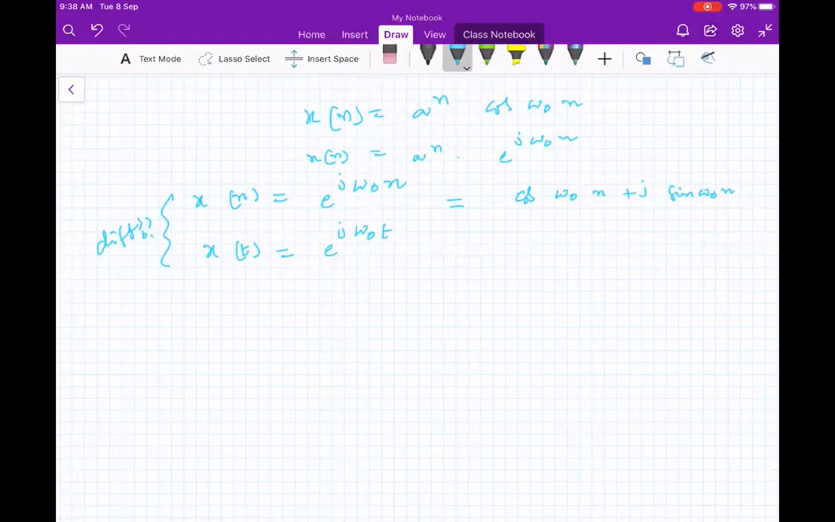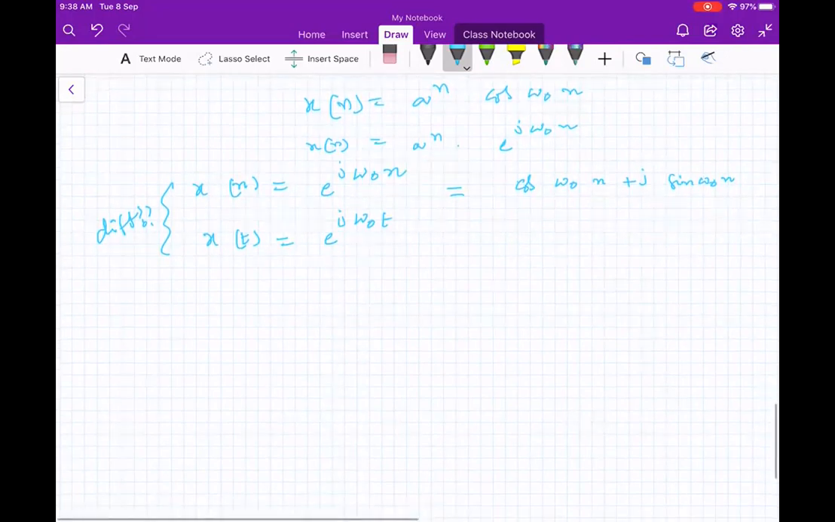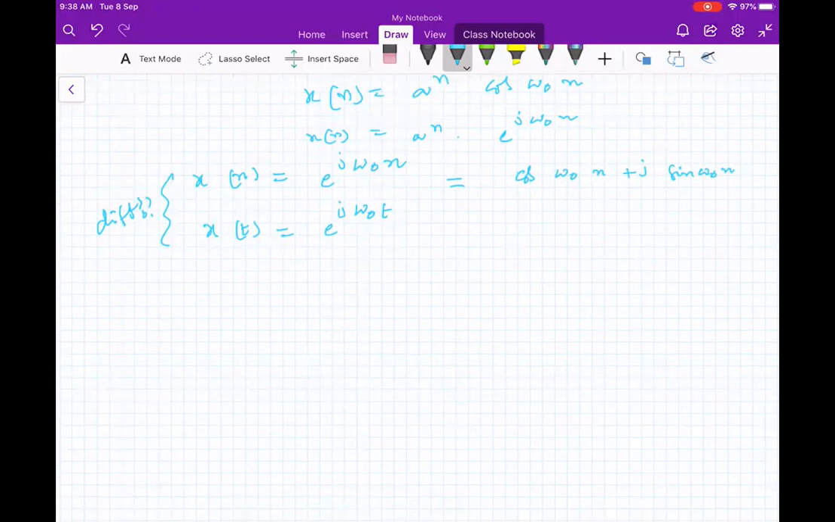I request one of your friends to tell whether it is clear to him or not, whatever you have discussed. If it is not clear, clarify. Another student also can clarify, or you can also clarify.